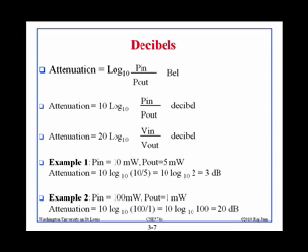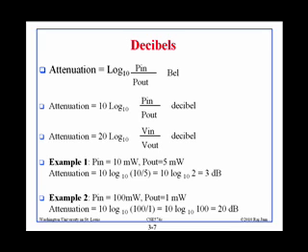So suppose I gave you the input voltage to a wire, and I gave you the output voltage, and I asked you how much is the power loss, you will use this formula. You will take V in divided by V out, and then log base 10, and then multiply by 20. That many dB. Here's an example.